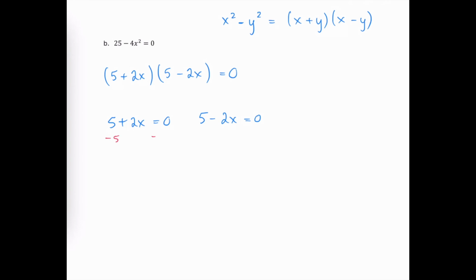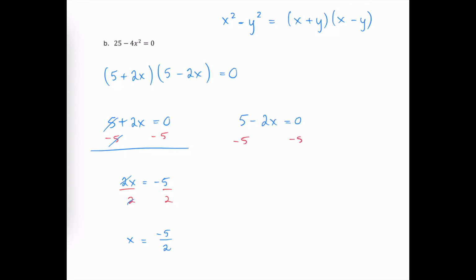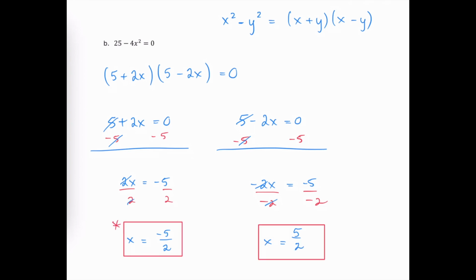Let's subtract 5 from both sides here to get 2x is equal to negative 5, and then divide both sides by 2 to get x is equal to negative 5 halves. And in the second equation, again, let's subtract 5 from both sides to get negative 2x is equal to negative 5. To solve for x, we need to divide both sides by negative 2, and we get x is equal to positive 5 halves. And these are our two solutions to this second quadratic equation.